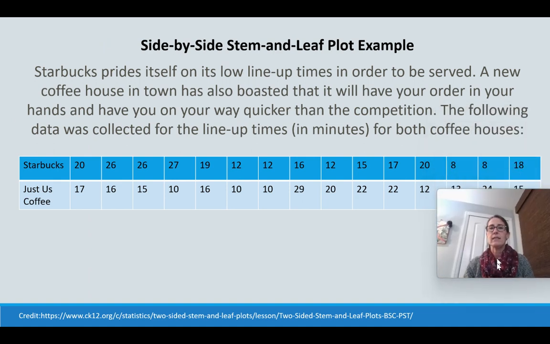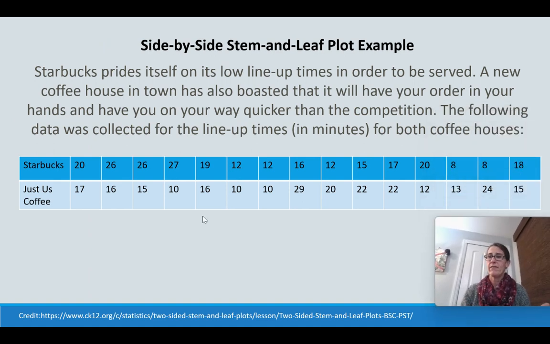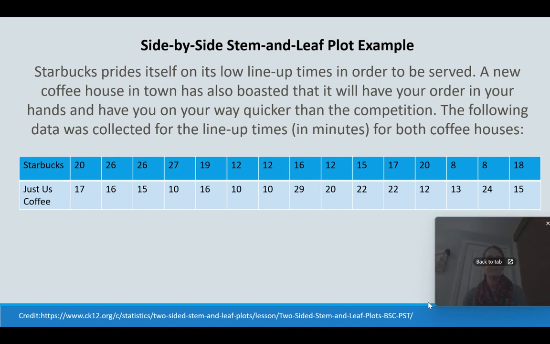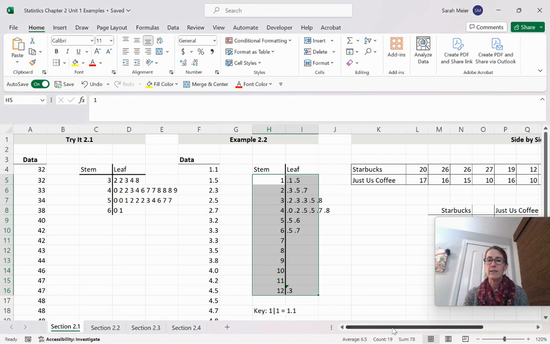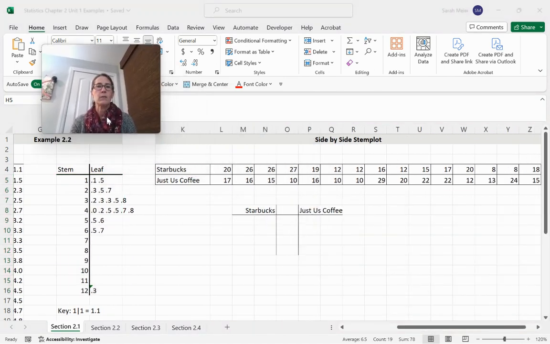So we're going to try this with some coffee data. Starbucks prides itself on its low lineup times in order to be served. A new coffee house in town has also boasted that it will have your order in your hands and have you on your way quicker than the competition. The following data was collected for lineup times in minutes for both coffee houses. So on the top row, we have Starbucks times, and on the bottom row, we have Just Us coffee times. I have the link down here if you wanted to go look at where I got this data. So in Excel, I put this data in. I'm going to move myself up here.